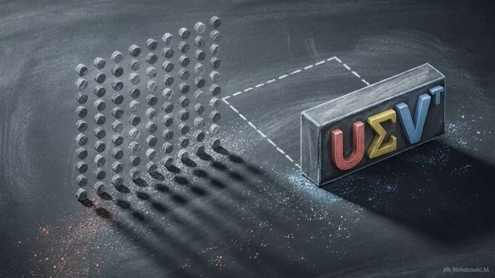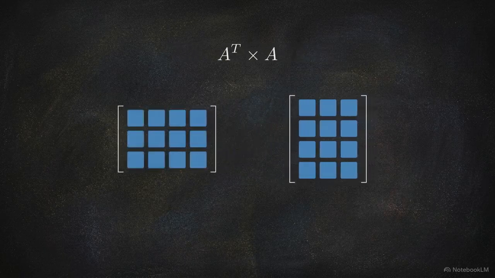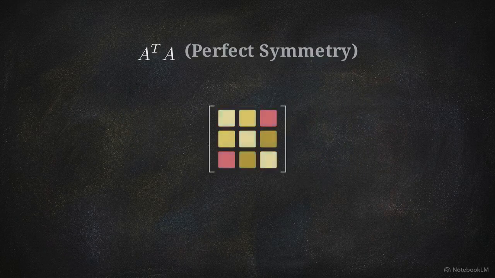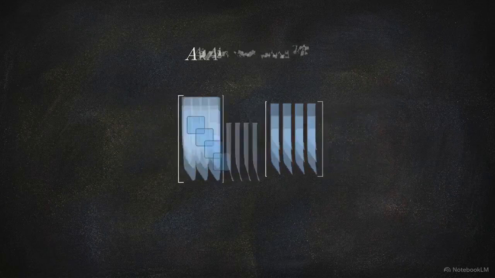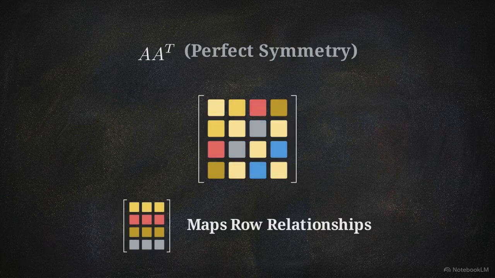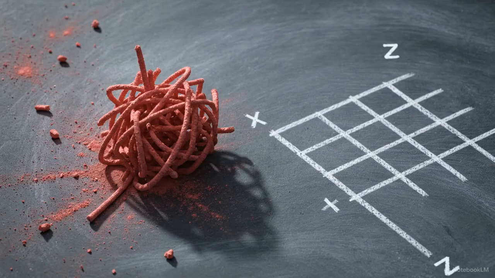We force it. Multiplying a rectangular matrix A by A transpose mathematically forges perfect symmetry. This first operation, A transpose A, analyzes variance between columns. Reversing it to A times A transpose creates another perfect square matrix, mapping relationships between rows. By mathematical law, both resulting squares are strictly symmetric and positive semi-definite.